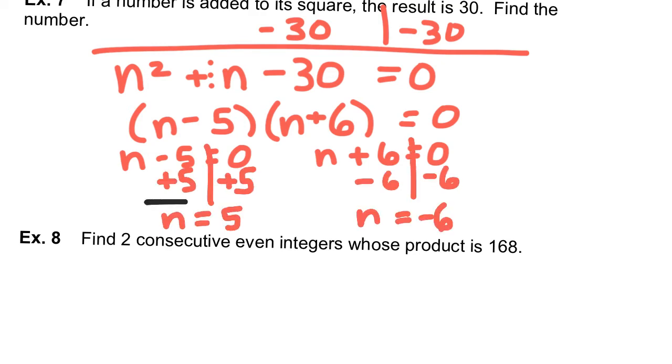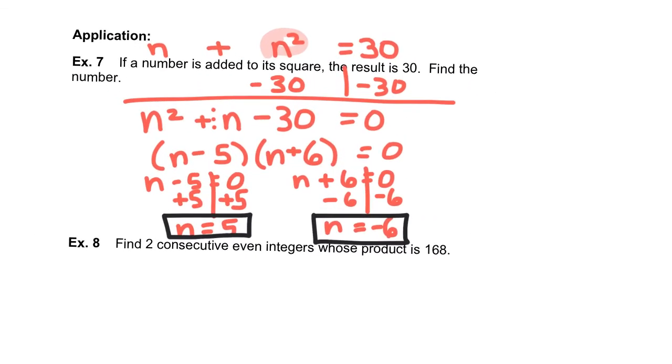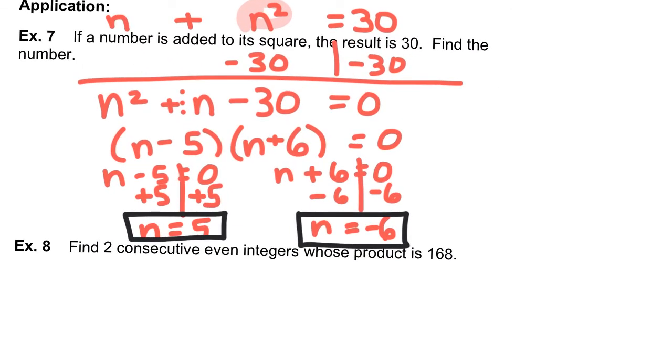So it appears that we have 2 numbers that will satisfy this solution. N equals negative 6 and n equals 5. If you doubt the solutions, simply substitute it back into the formula that you've created and make sure that both solutions will come up with a true answer.